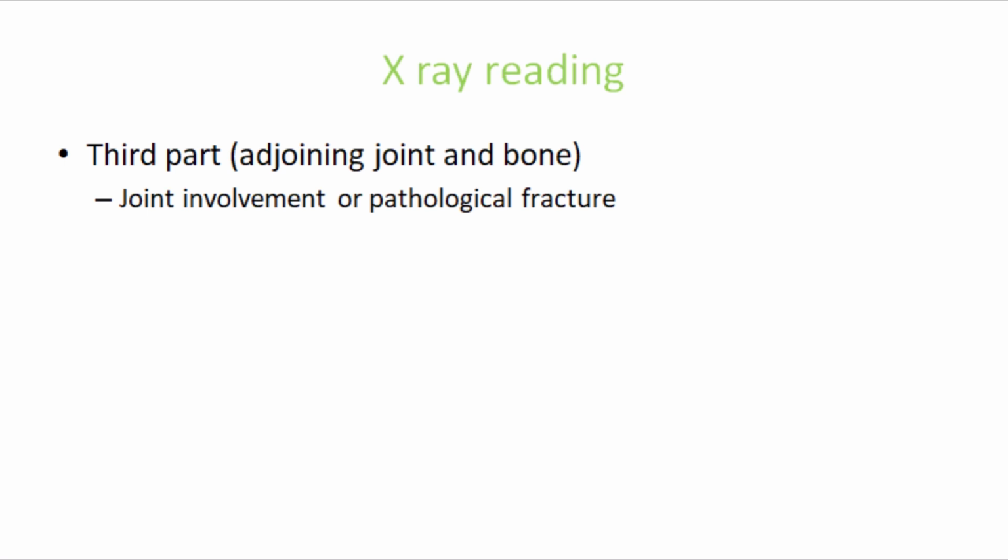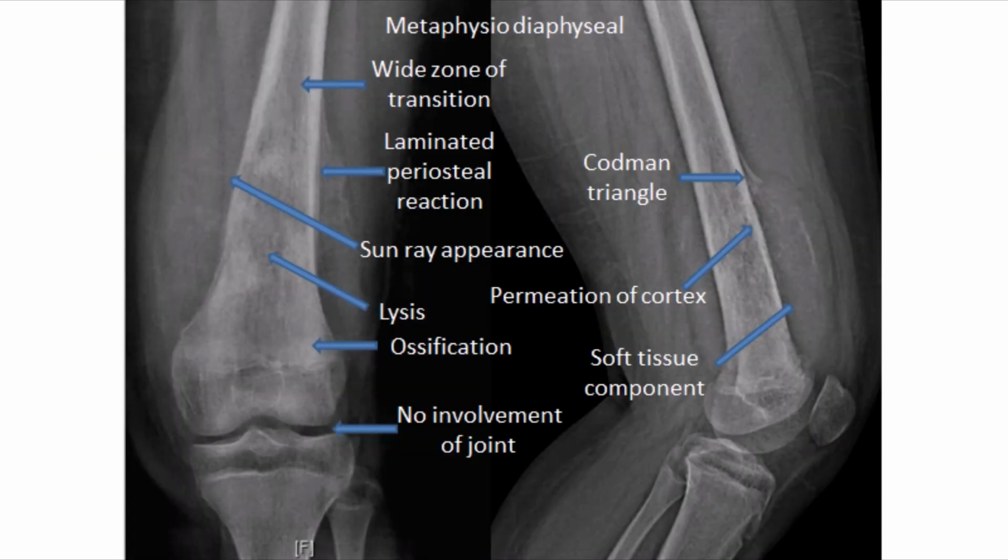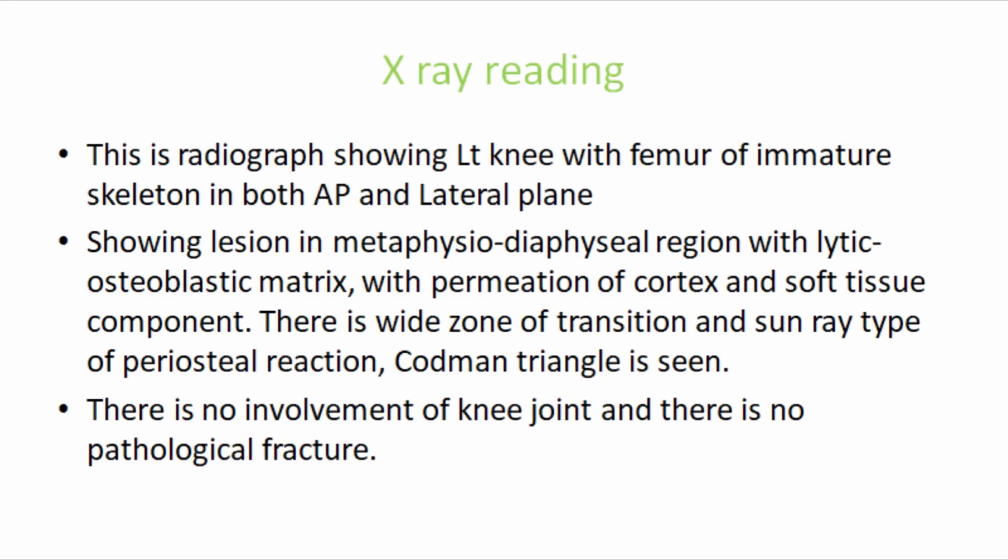Third and last part of radiograph reading is the overall status of the adjoining joint and bone, like presence of arthritis or pathological fracture. The adjoining joint, which is a knee joint in our radiograph, is normal and there is no pathological fracture. To repeat a complete reading of this radiograph, this is a plain radiograph showing left side knee with distal femur of mature skeleton in both AP and lateral planes.